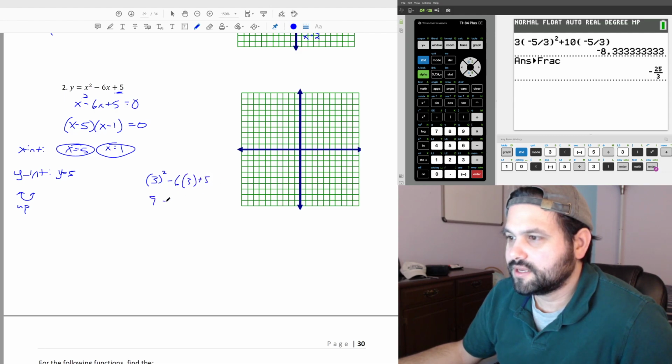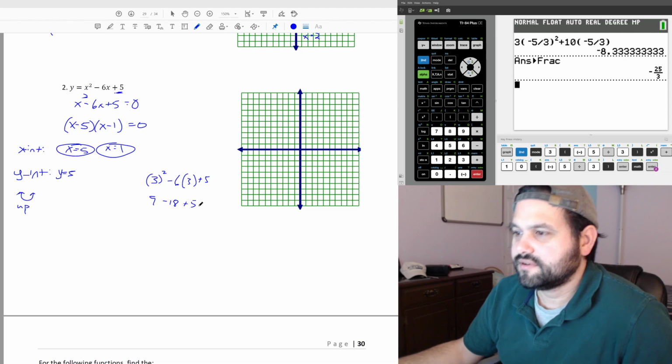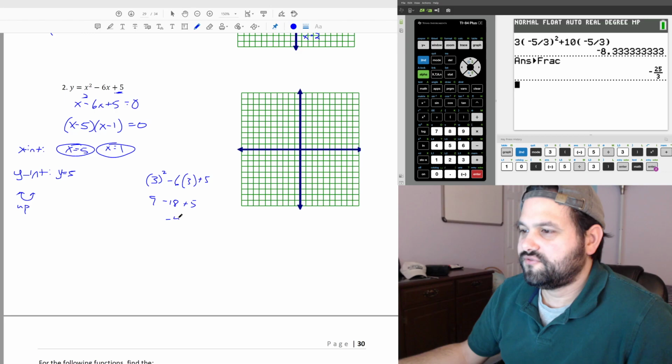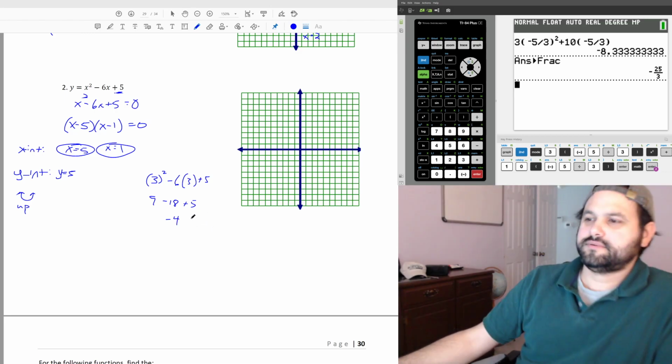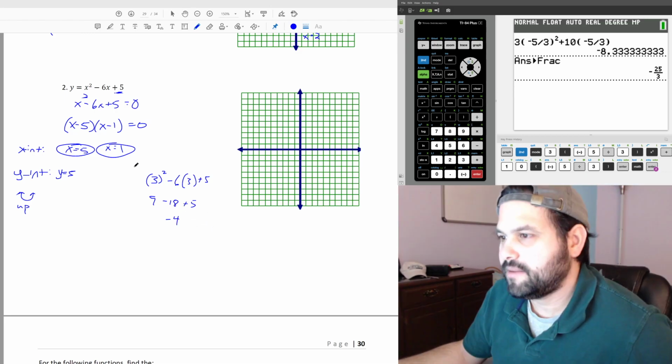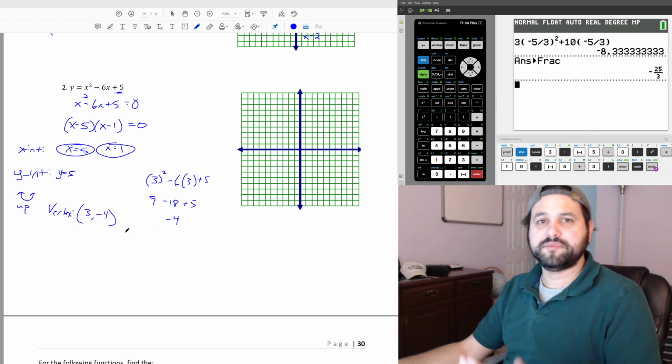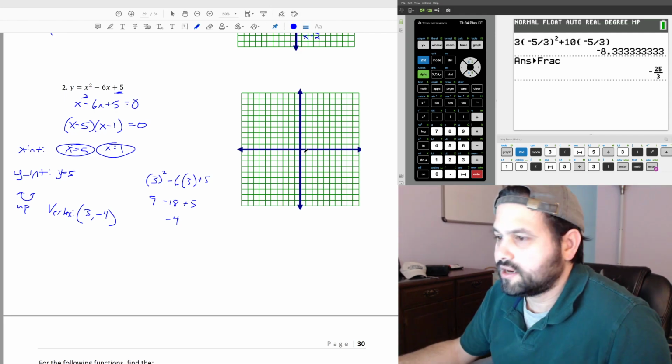And let's see what we get here. What is that? 18 plus 5. And so we get negative 4, I think, I hope. Looks about right. So our vertex is going to be at (3, -4). Okay, so now we have enough information to start plotting this graph.